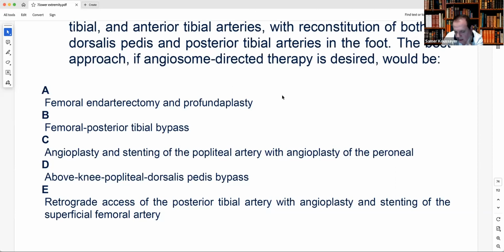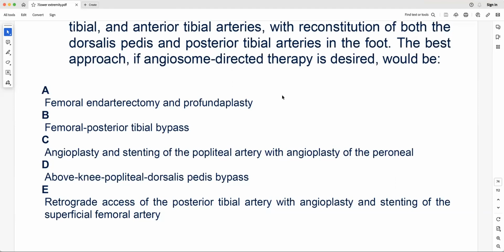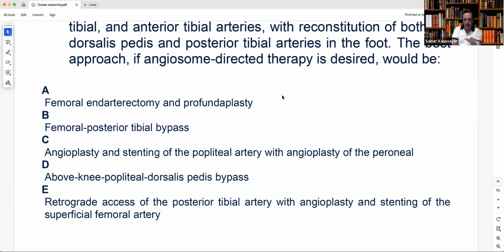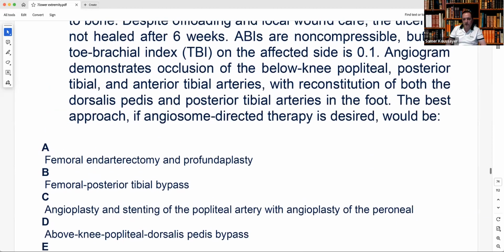So this is according to the new trials. The best approach should be a bypass. Correct? Yes. Real life is different. You may try angioplasty, try whatever, but in the exam they want you to be more scientific. According to the science, if you have below knee disease, critical limb ischemia, and a non-healing ulcer, and you have a good vein, then you do a bypass. If not a good vein, then endovascular. They didn't tell us anything about the vein here, but we'll see.